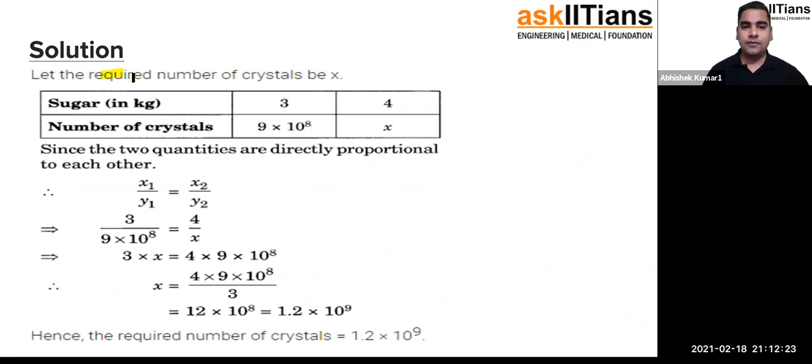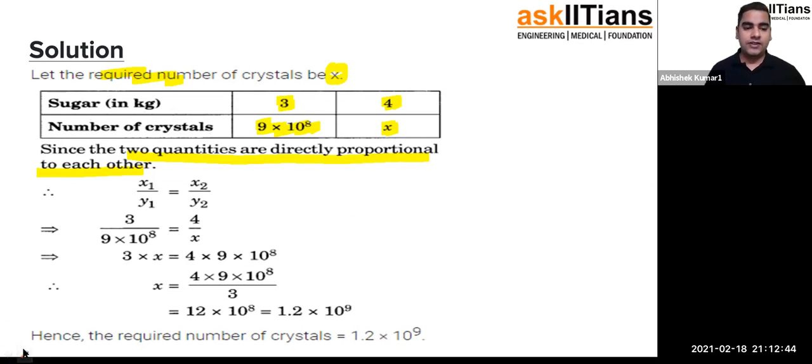Let the required number of crystals be X, okay? And in 3 kg, there are 9 into 10 raised to the power 8 crystals. In 4 kg, they assume the crystals to be X. Since the two quantities are directly proportional to each other, the reason is very clear. If you increase the quantity of sugar, the number of crystals that are present will automatically increase.